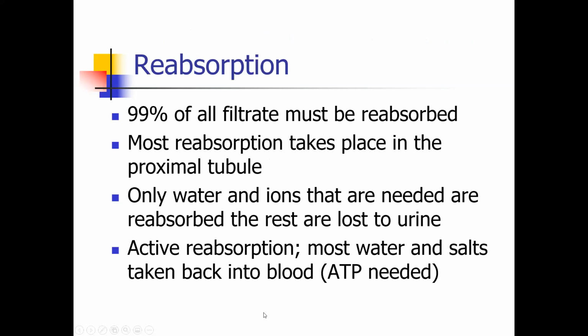Okay, reabsorption. About 99% of all filtrate must be reabsorbed. Most of the reabsorption takes place in the proximal tubule. I talked about that earlier in the lecture. Only water and ions that are needed are reabsorbed. The rest are lost to urine. So that's the idea. You dump everything, take back only the stuff you want to retain. Active reabsorption: most water and salts are taken back into the blood. ATP is needed. Remember I showed you the only ATP that's needed is for the sodium. Chlorine follows passively, and then through osmosis, the water molecules follow those two ions.